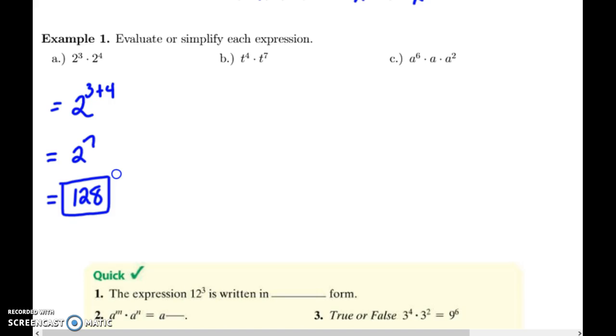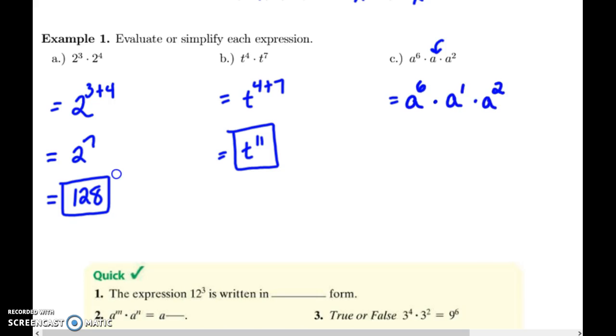Part B and part C, you can't use a calculator for, right? There's no way to put in t's and a's and such things. So t to the fourth times t to the 7th is t to the 4 plus 7, or t to the 11th. We can't go any further than that since we don't know what t is. All right, part C. Sometimes people get a little confused about what's going on with that a right there. Remember, if you just have an a, or just an x or just a t, it's understood to be to the first power. So we could write this product as a to the 6th times a to the first times a squared. Now we want to add up 6 plus 1 plus 2. Don't skip the a in the middle. So that would be a to the 9th.